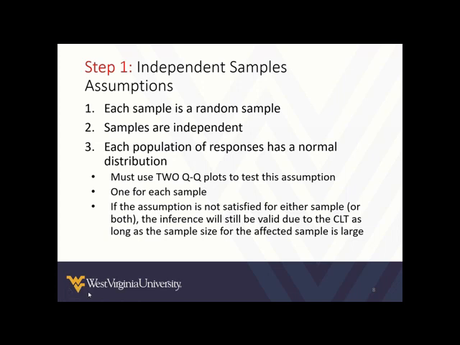So regardless of the situation, we'll begin step 1 the same. Independent sample assumptions. We have three assumptions of interest. First, that each sample is a random sample. Second, the samples are independent. And third, each population of responses has a normal distribution. To check this, we must use two QQ plots to test this assumption, one for each sample. If the assumption is not satisfied for either sample or both, the inference will still be valid if the central limit theorem can be applied, meaning we have a sufficiently large sample size.